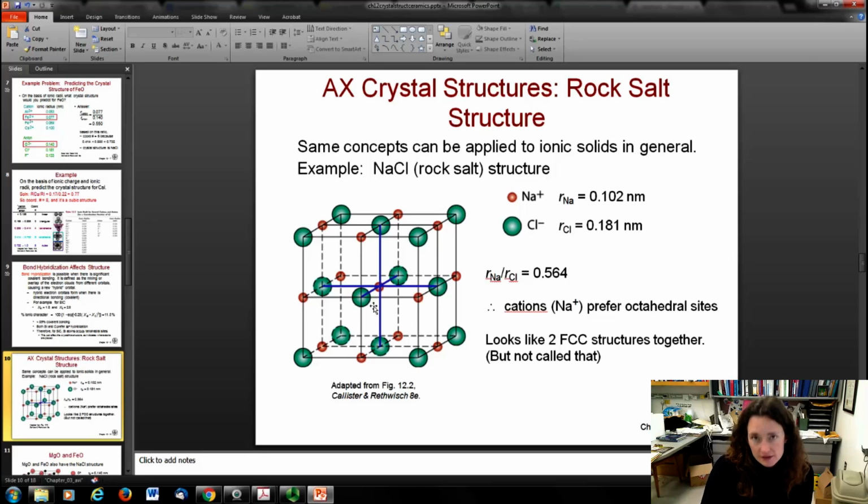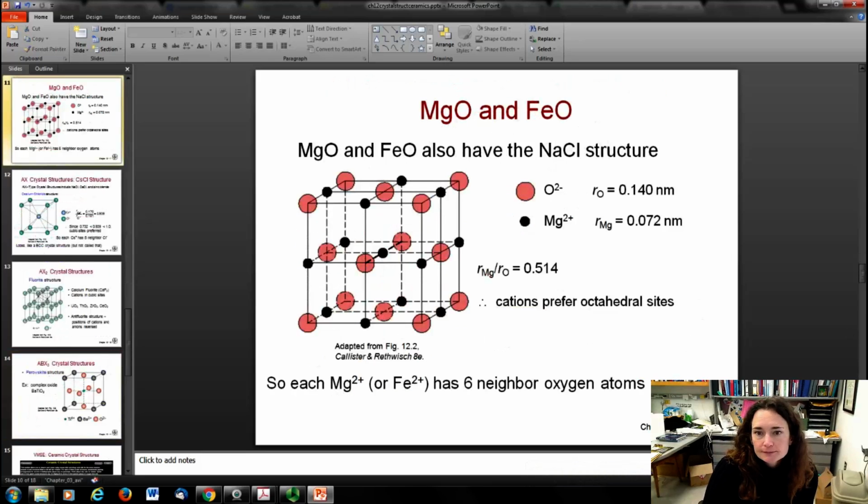Now we don't call it an FCC structure, okay? The reason we don't call it that is because it's not a pure thing. It's not all chlorine, okay? It's got sodium in there too. But what it really looks like is 2 FCC structures. If you were to move over, for example, and put the sodium at the center of the face, then it would look like a perfect little FCC structure there. So what it really looks like is 2 FCC structures kind of interlocked with one another, okay? Other examples of the sodium chloride structure are magnesium oxide and iron oxide. They also have this typical sodium chloride structure.